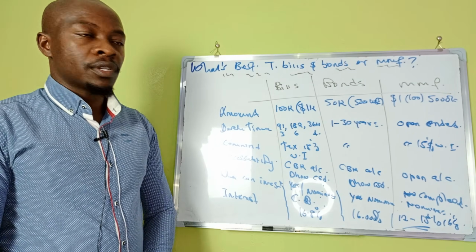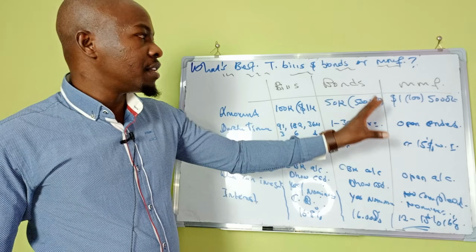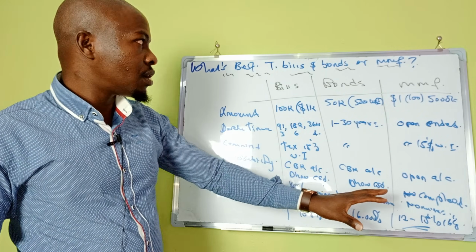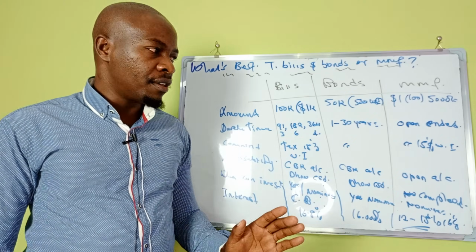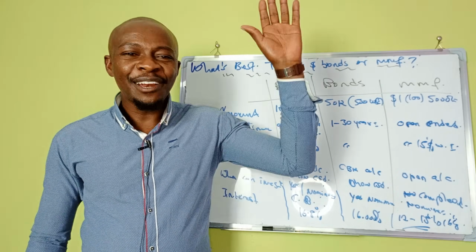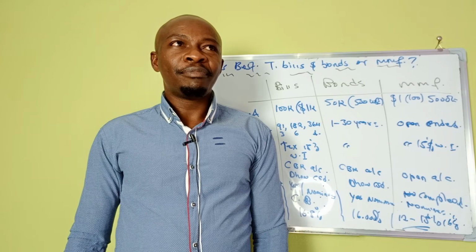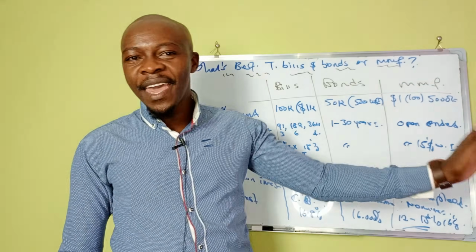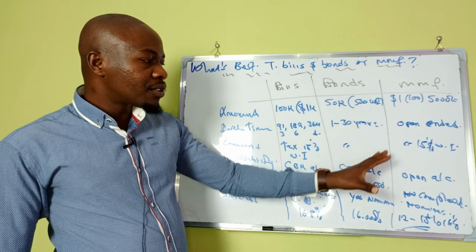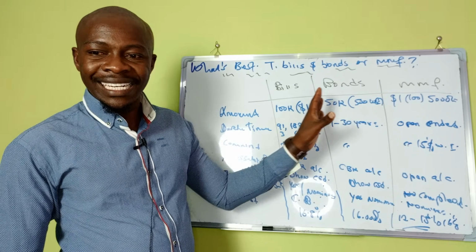Now, this is the question. I've given you the identity of the 3 things that you can invest in. Now the question is, which one is the best? Because I know that is the title of the video. I cannot tell you that bond is the best, or money market fund is the best. No, it is based on how I've described them.